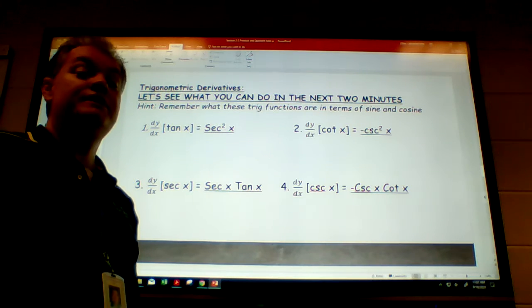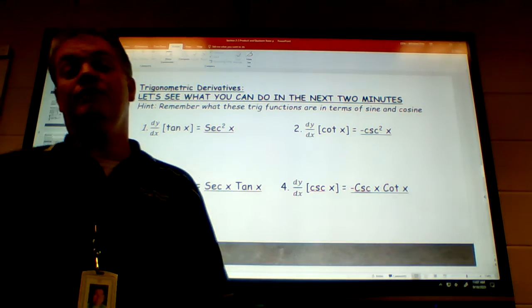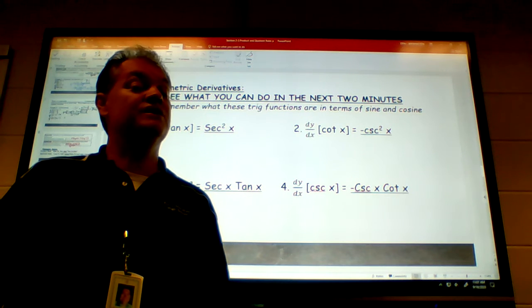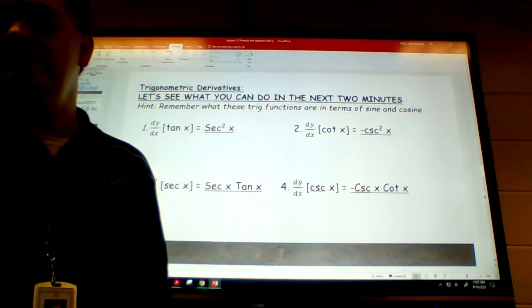And yes, you need to learn those. You need to have those memorized. You need to know them throughout the rest of this course, along with the fact that the derivative of sine is cosine x, and the derivative of cosine is negative sine x. You need to know those.